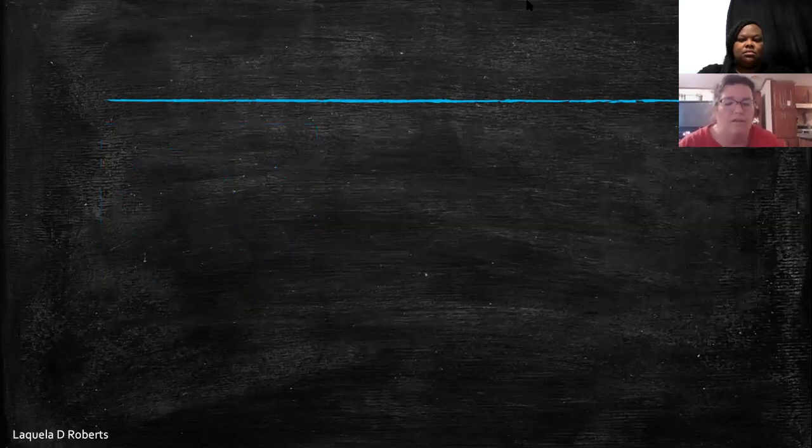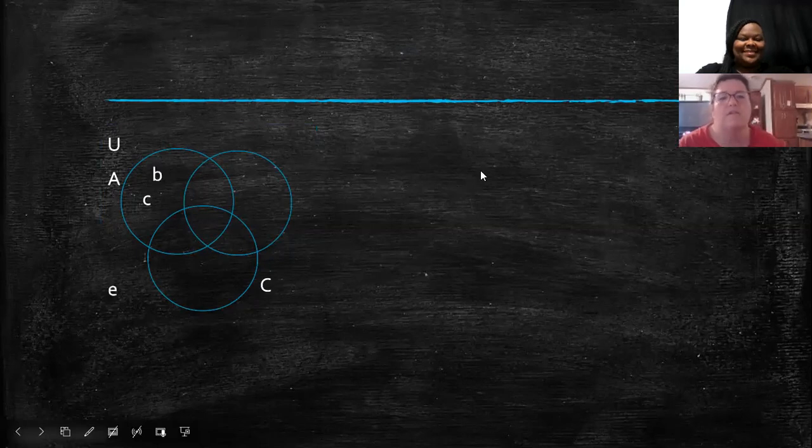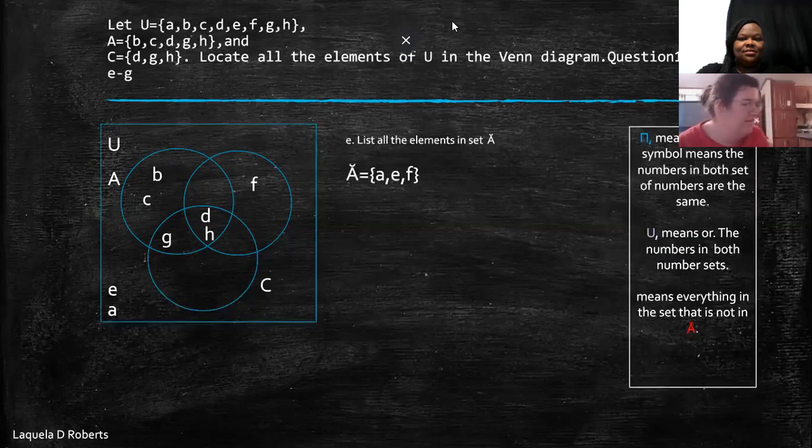Okay. Donnie, it's your turn. Let's look at this. Oh, I got all these circles up again. Trying to get to the thing. Okay, where's our question? Okay, it's the same question. It says locate all the elements of U in the Venn diagram.